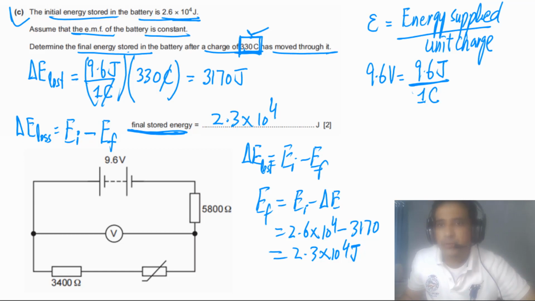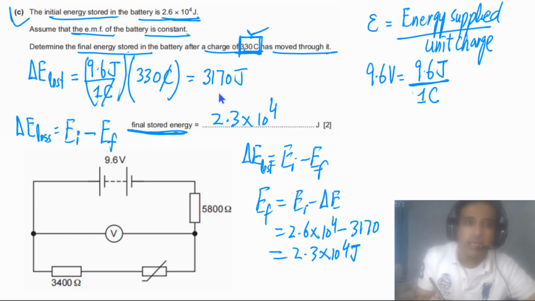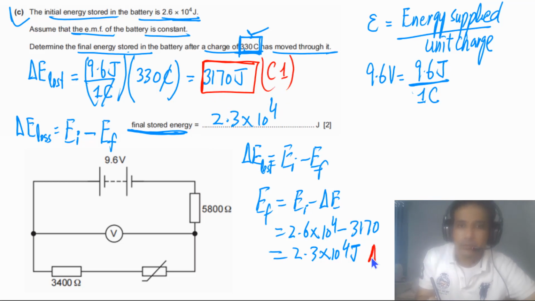Then this question has 2 marks. You will get 1 mark if you have calculated this energy. That one will be the C mark, and the final mark you will get if you have got the right answer.